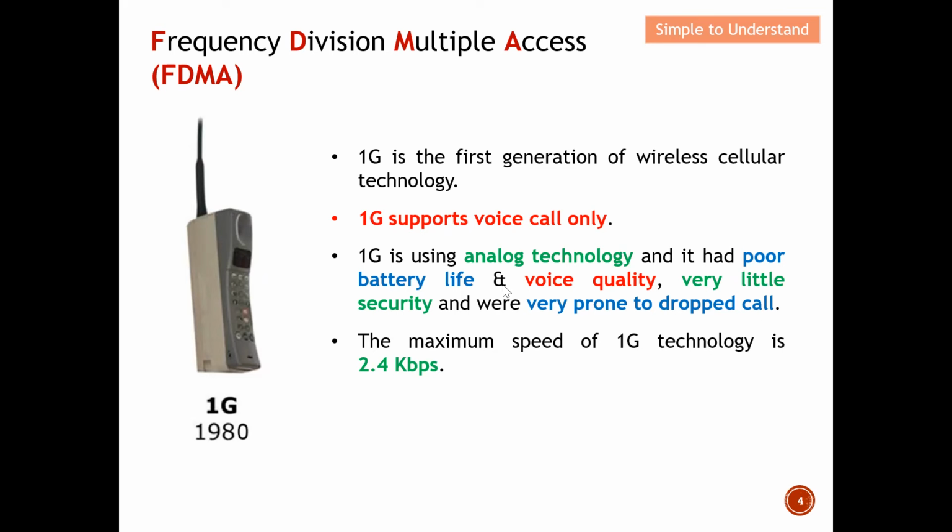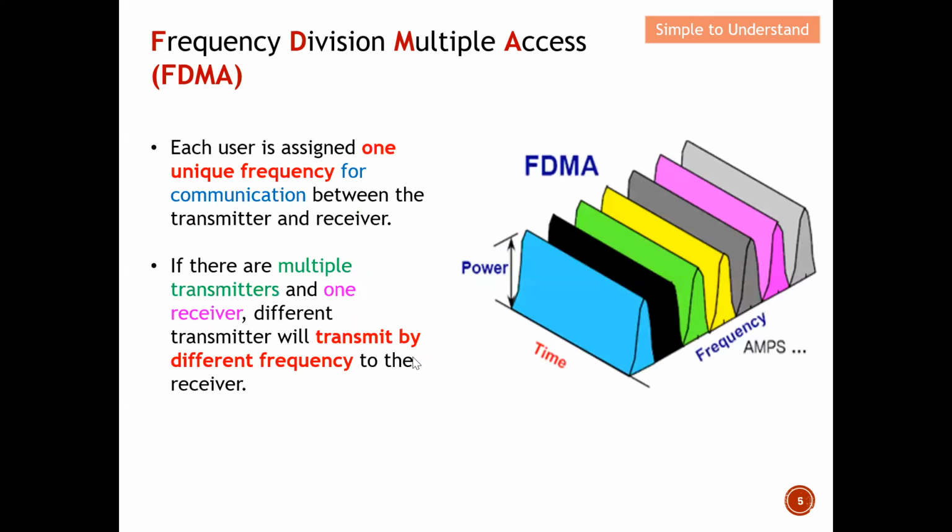So these are some of the limitations of 1G. The maximum speed of 1G is about 2.4 kilobits per second. This just lets you understand how fast the first generation could be. So typically it's about 2.4 kilobits per second, if we measure in terms of the bit rate here.